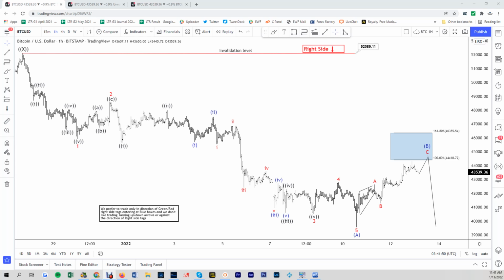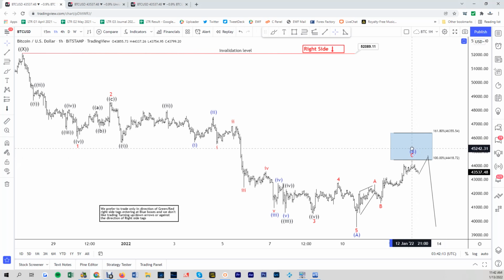And for today, we will be looking at the chart of Bitcoin here. It's a 1 hour chart. Now we can see that Bitcoin is approaching this blue box area, which is basically 100% extension of this ABC. We might still see another leg higher, but it can also finish here already, the C.